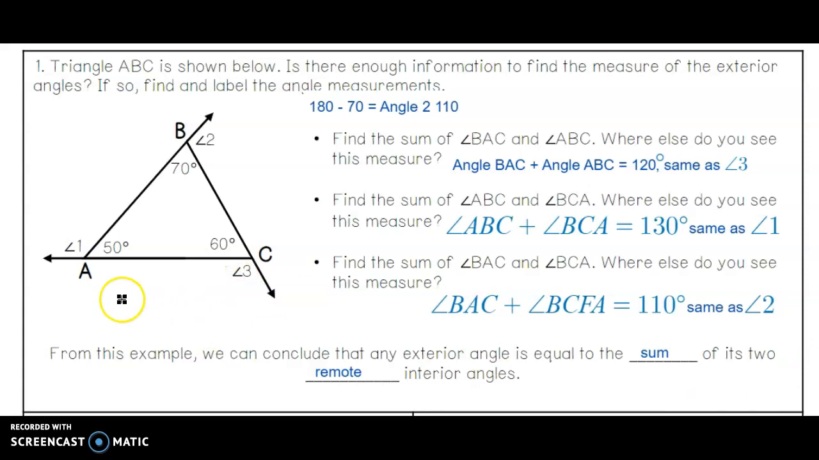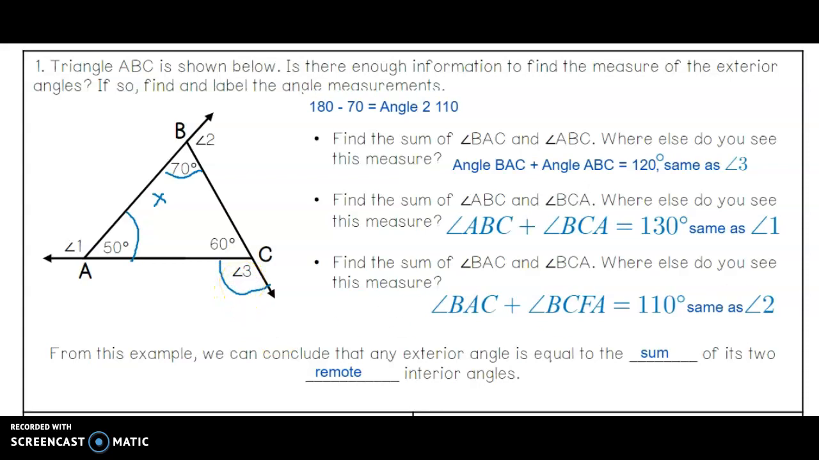We're going to start with angle 3. We're going to start down here with angle 3. It says find the sum of BAC and ABC, which is these two angles right here. They're telling you angle A is 50, angle B is 70. If you were to add those together, they are going to equal 120, which will equal angle 3.